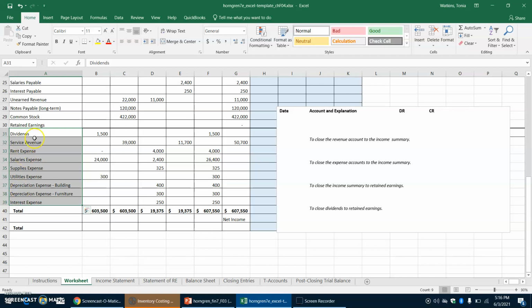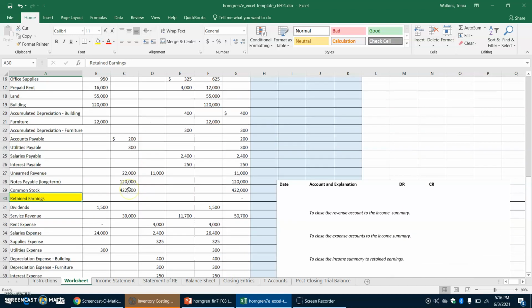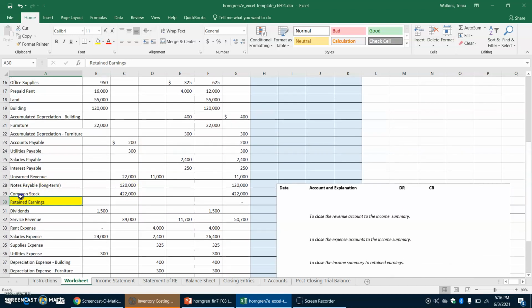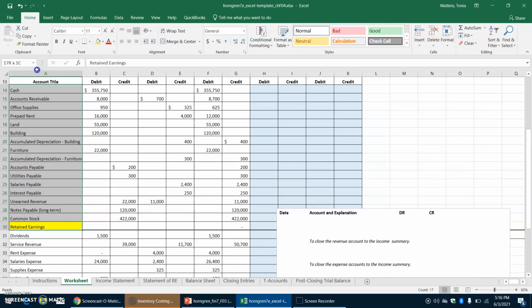Those are all temporary. So when the accounting period ends, we want to start the new period with zero balances. And the only way to do that is to close those accounts so they do have a zero balance. And that money will eventually make its way to retained earnings, this account here. Okay? So I'm going to walk you through step by step. All of these above that line, those are permanent.